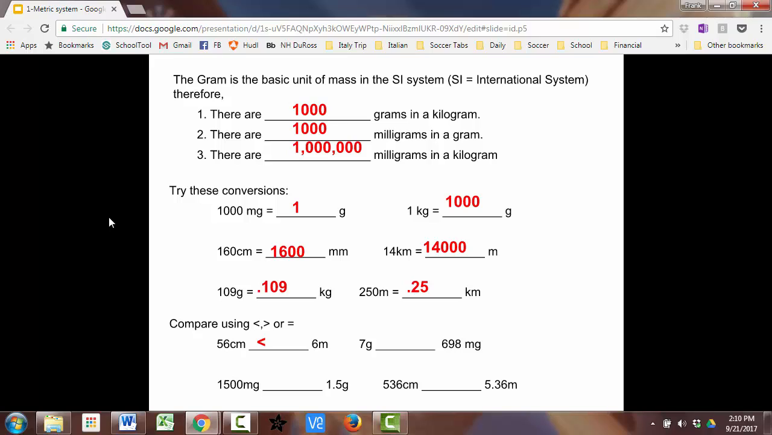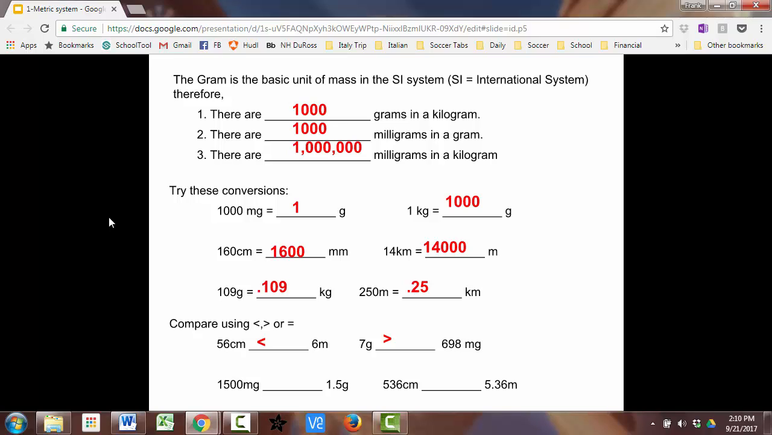How about 7 grams compared to 698 milligrams? Ellen? It's greater than. Greater than. Because it would have to be 700 milligrams to equal 7. Yes, because 7 grams is 700 milligrams.